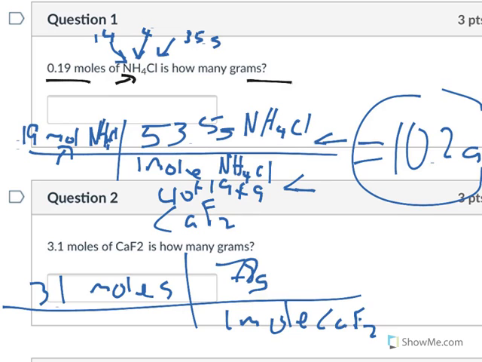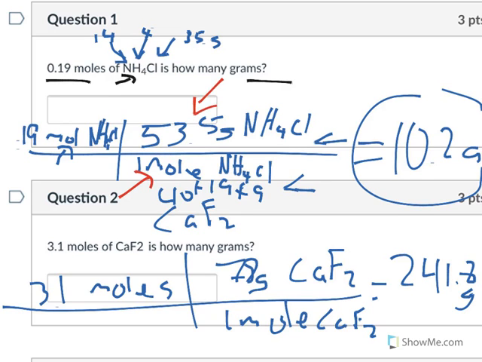So we have 3.1 moles. 1 mole is equal to 78 grams of CaF2. So we times 78 times 3.1. We get 241.8. So that one would be 241.8 grams of CaF2. So we just put 1 mole on the bottom and the molar mass on top. Same thing up here. We put 1 mole on the bottom, molar mass on the top. Now that's quite the mess, but hopefully it helps you understand something there.